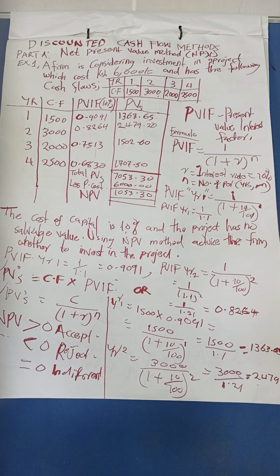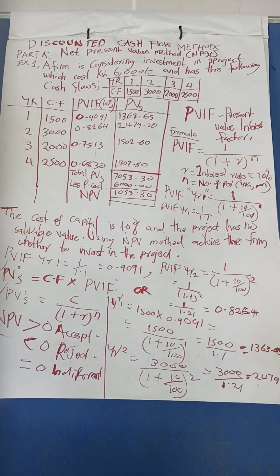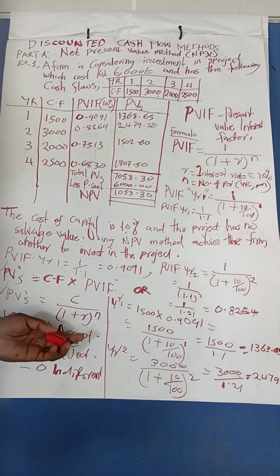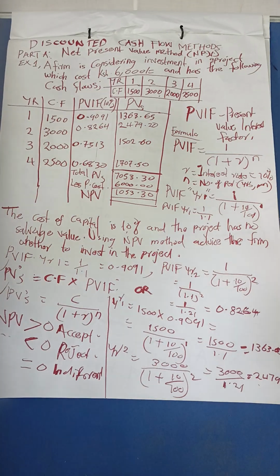Now to our question, let's give the conclusion. Now we have got the NPV to be 1053.30, meaning that the answer is positive, or it's greater than 0. So I will advise the organization to invest in that project.